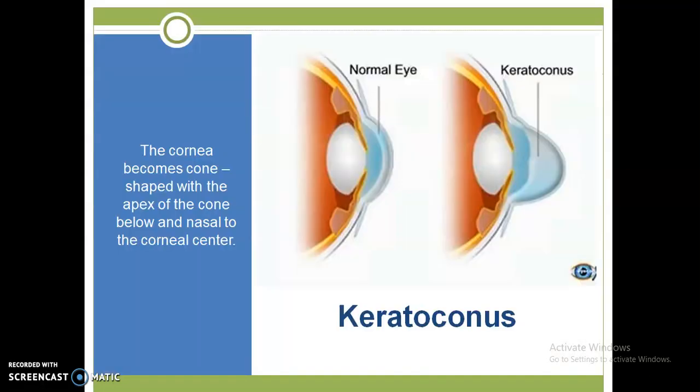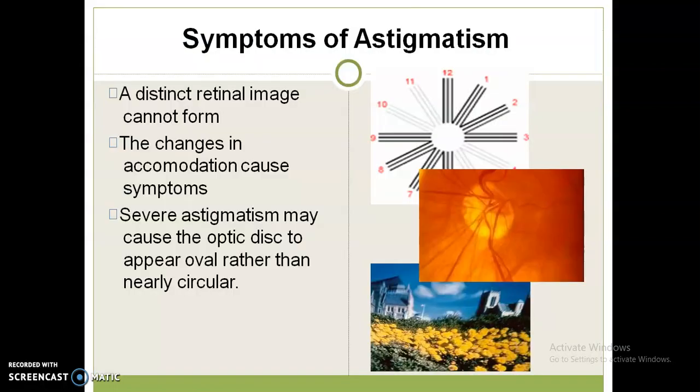Keratoconus means the cornea becomes more cone shaped, with the apex of the cone below and nasal to the corneal center. The cornea becomes more cone shaped. That is keratoconus.